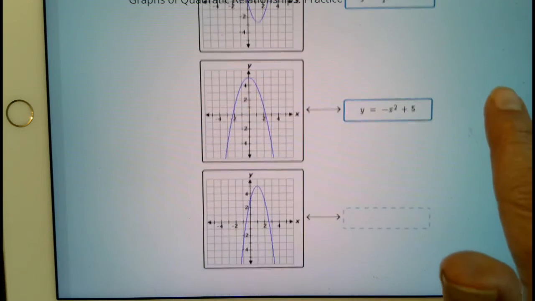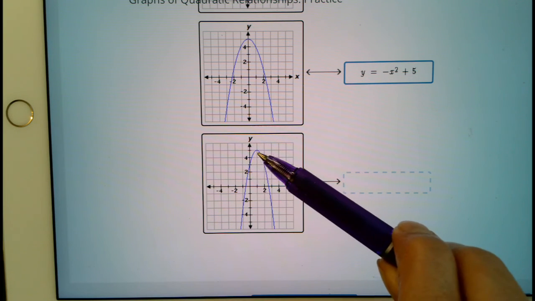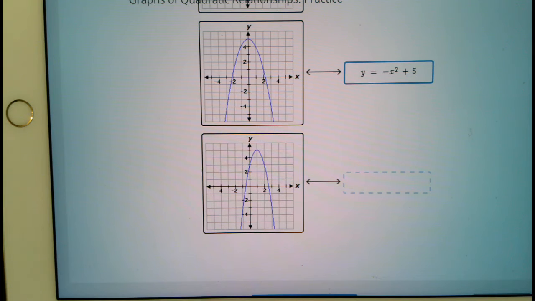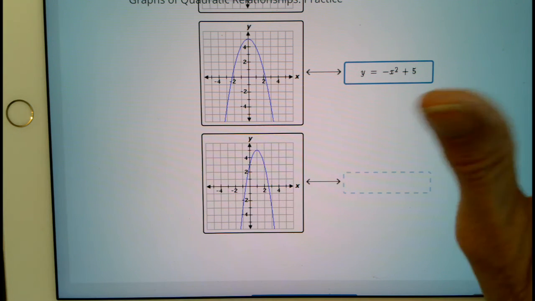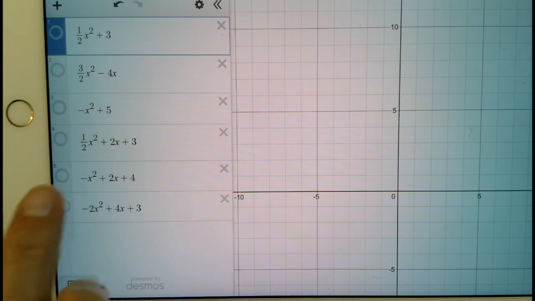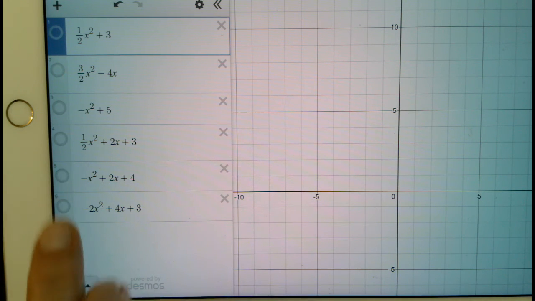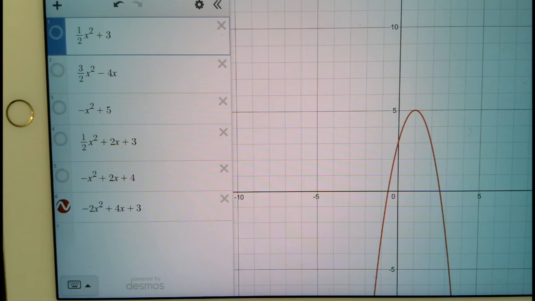And then our last picture here has a vertex up here at (1, 5). We can't tell exactly what the x-intercepts are, but we do know that it's upside down, and when it's upside down, it's going to be one of these negatives. And (1, 5): there is the picture of that one, negative x squared plus 2x plus 4. Just a real quick look. If we look at this one, this one also has a vertex of (1, 5).